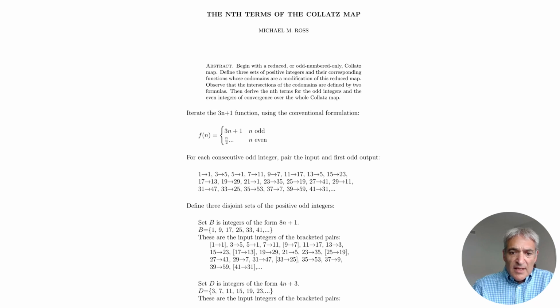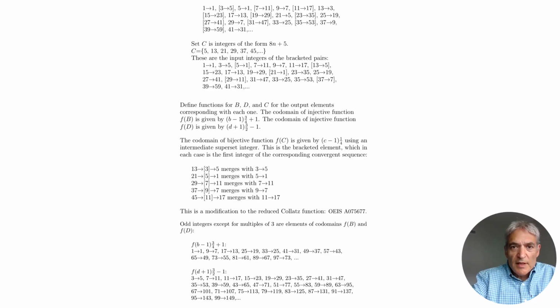Set D is integers of the form 4m plus 3. Therefore, the first few elements of D are 3, 7, 11, 15, 19, 23. These are the input integers of the bracketed pairs. Input 3, output 5. Input 7, output 11. Input 11, output 17. Input 15, output 23. Input 19, output 29, and so on.